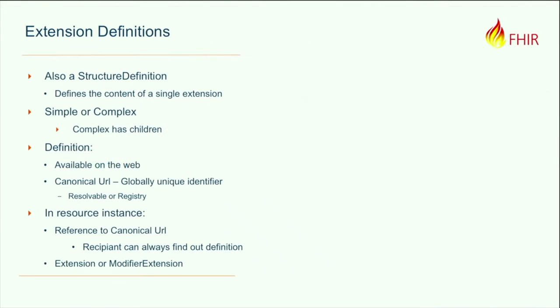I just wanted to show that because I think it made a bit of sense to do it there. The definition itself needs to be available on the web so that someone can find it. Ideally, the actual URL is like a web page URL, you should be able to type that into a browser and get the definition back. Alternatively, and even in addition, it gets saved on a registry such as Simplifier. But whatever, it needs to be available for a recipient to look at.